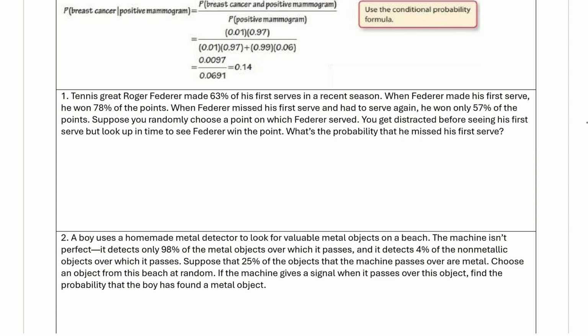Okay, so we have he made the first serve, right?